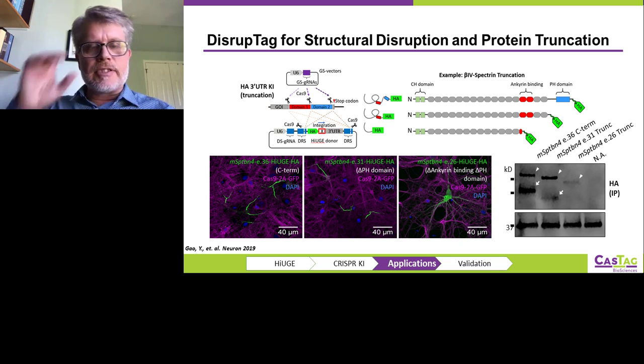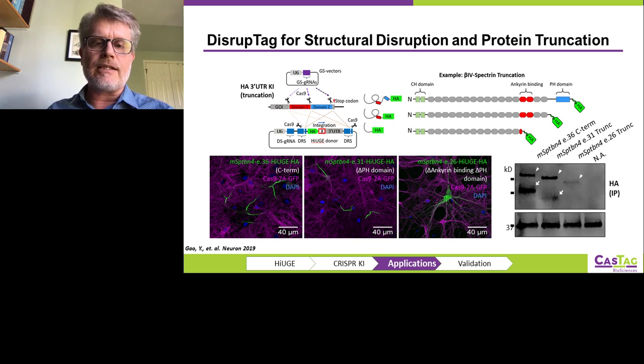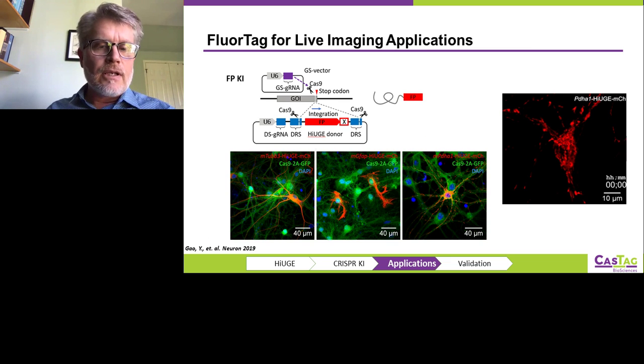The next example is DisrupTag. Here we've used this to look at the parts of beta-4 spectrin. This is a protein that's localized to the axonal initial segment of primary neurons. And here we're using structure-function analysis at the endogenous protein in order to determine which part of the protein is important for its localization. So here we've either epitope tagged it at the very C terminus with an HA epitope tag, or truncated it internally. Here are the results following that.